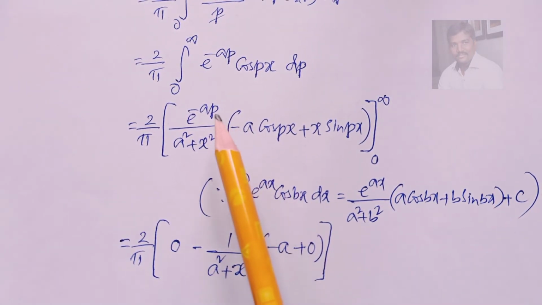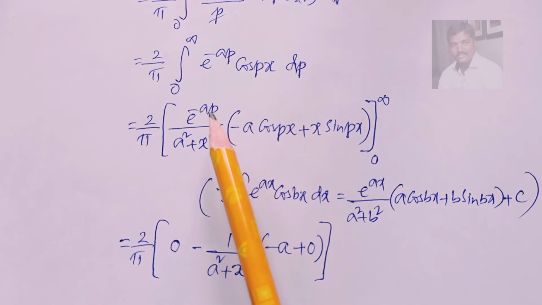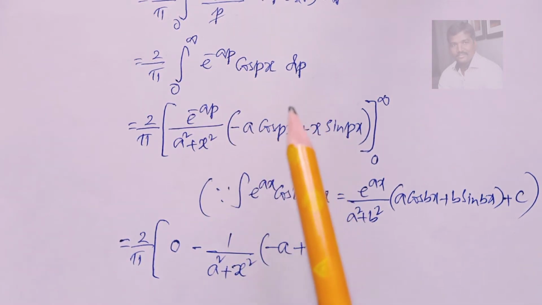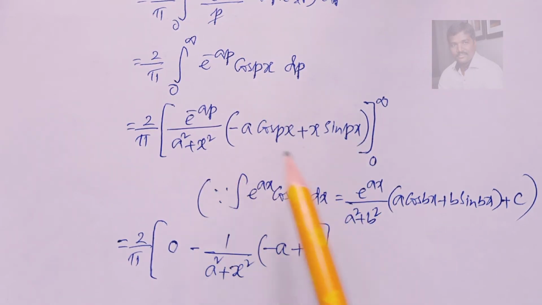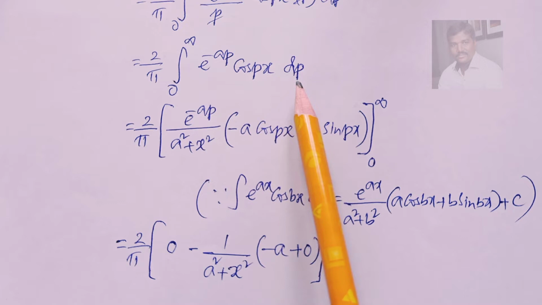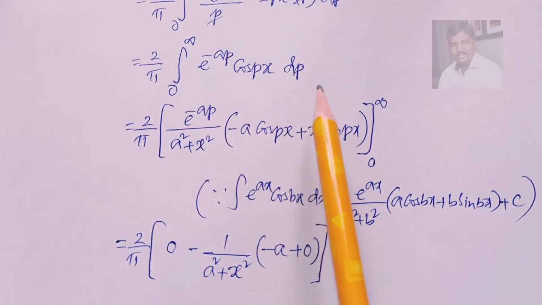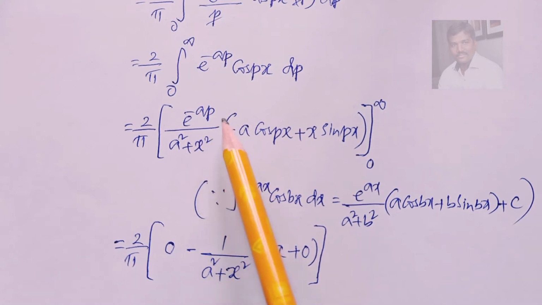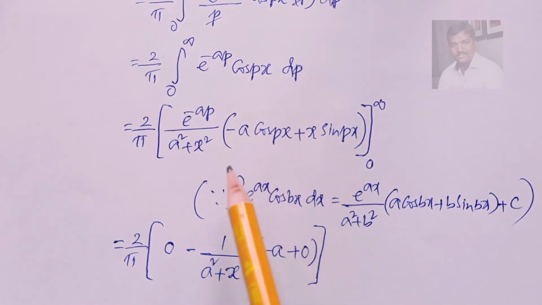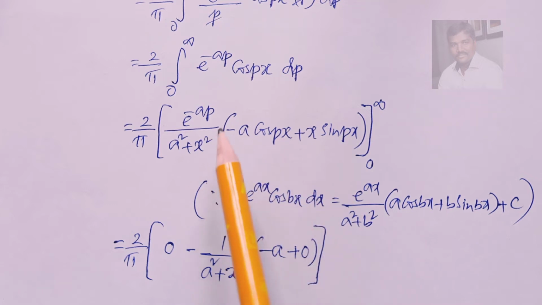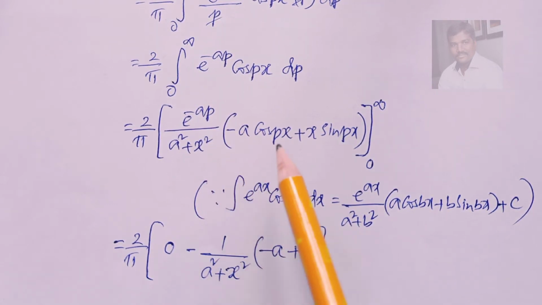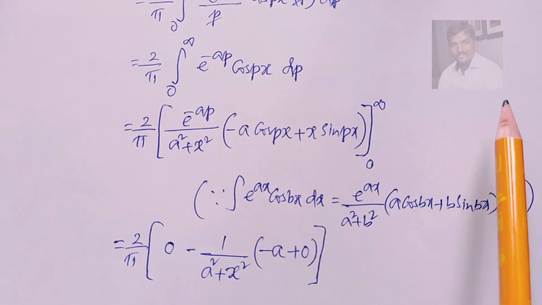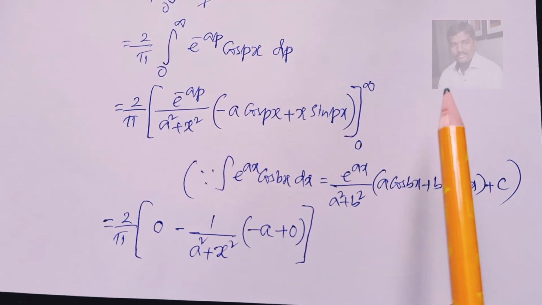Now you can observe that in place of a we have minus a, and in place of b we have x. Remember that a comparison is very important with respect to which variable we are integrating. So here a is equal to minus a and b is equal to x. Applying this formula, we get e power minus ap by a square plus x square into minus a cos px plus x into sin px, from the limit 0 to infinity.